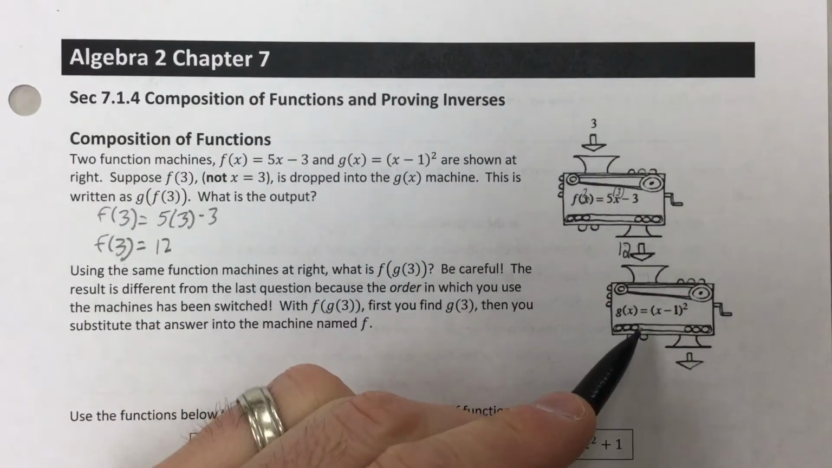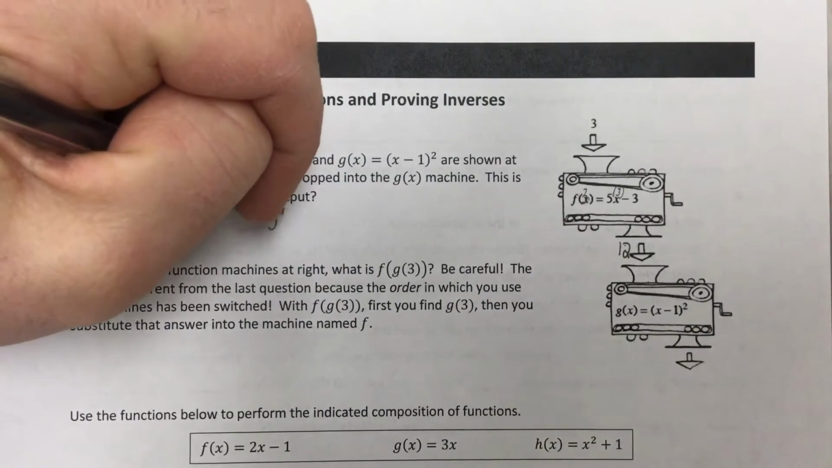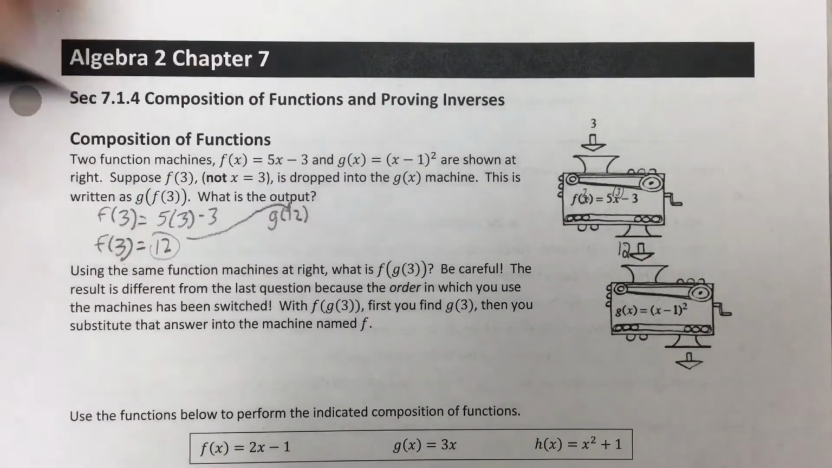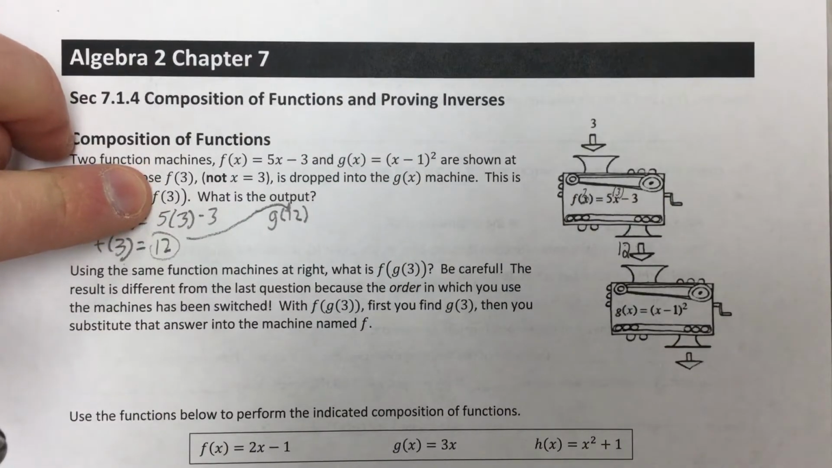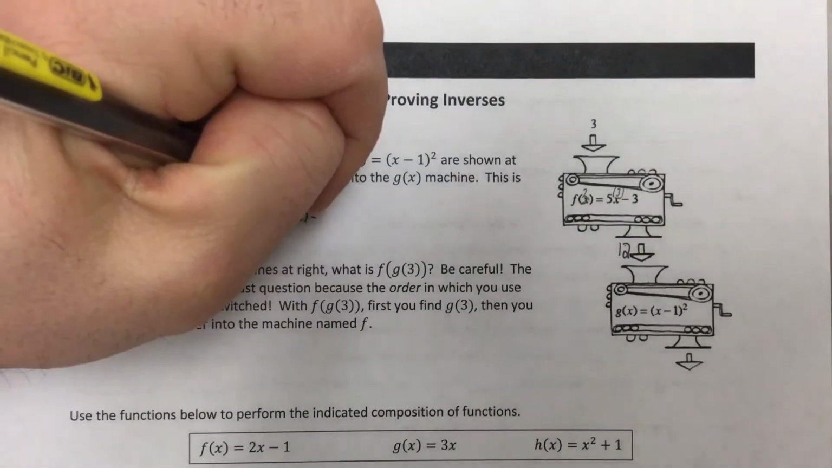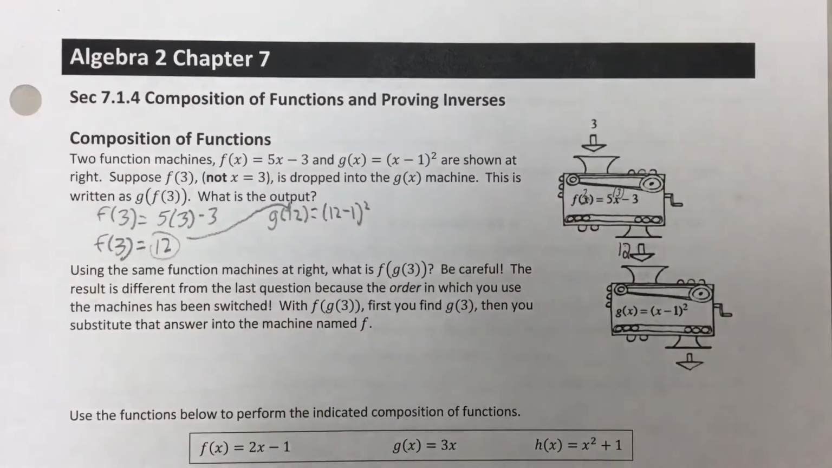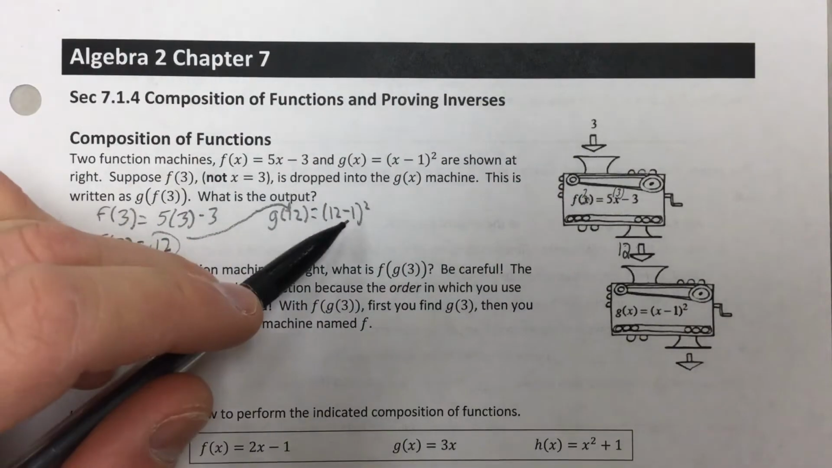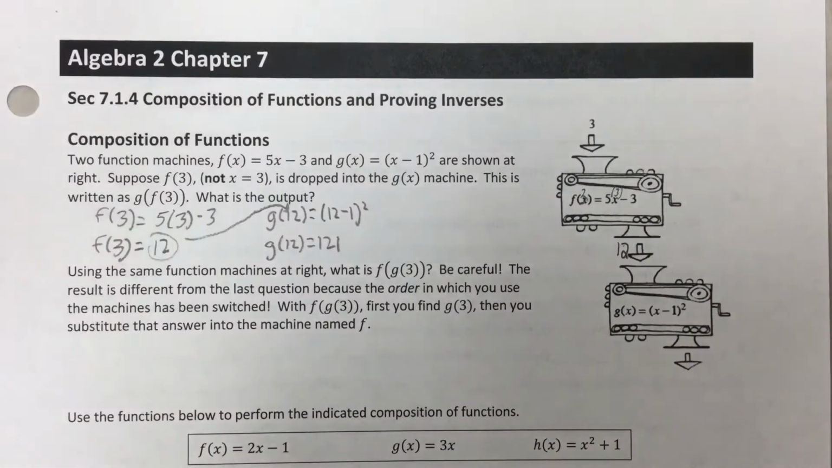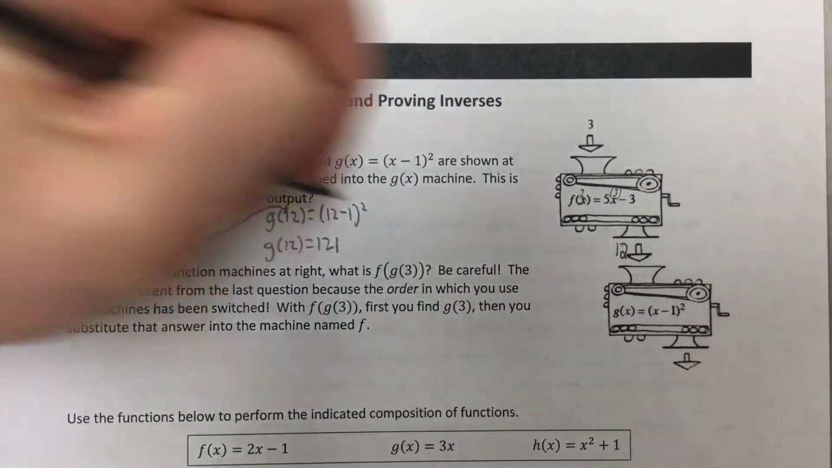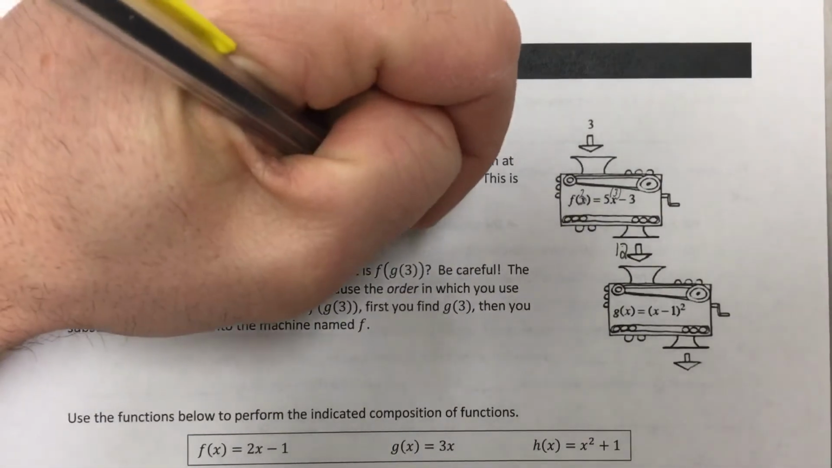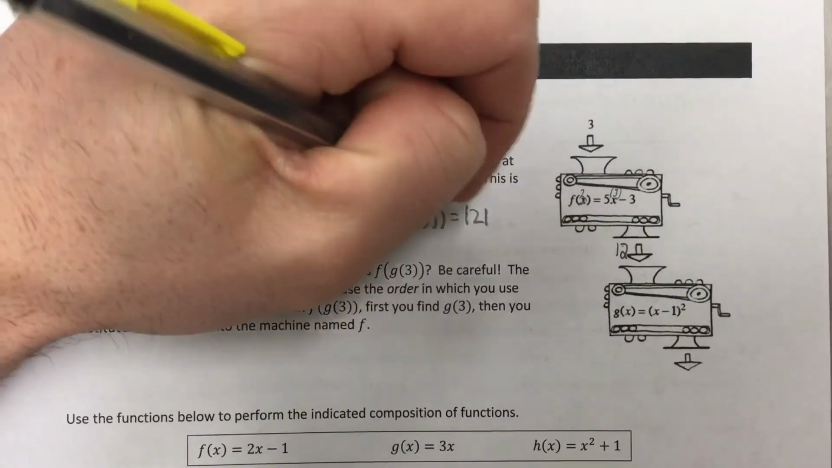And now 12 is the input to the g function. So now I'm doing g of 12. I took that output and put it as the input. And I know it's going to the g because if I keep moving over, I have g right here. So I now have (12 minus 1) quantity squared. 12 minus 1 is 11. 11 squared is 121. And then I write my final answer using the proper notation: g of f of 3 equals 121.